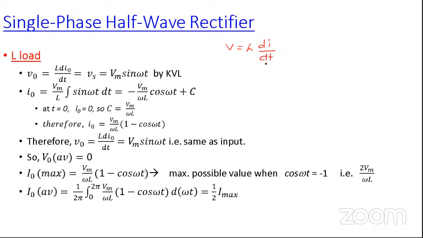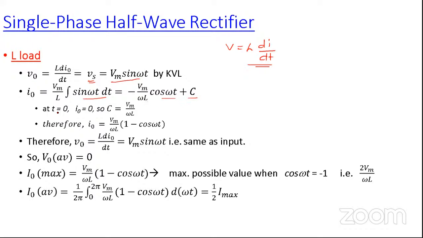The voltage across the inductance we get by using the equation L di by dt. So for this output voltage, this is L di0 by dt, and that voltage should be equal to Vs, because there is no other component, and Vs is basically equal to Vm sin omega t. Now if you take integration on both sides, ultimately you will get the expression I0 equals Vm by L integral of sin omega t dt, or after taking integration you can write that the output current is equal to Vm by omega L cos omega t plus C.